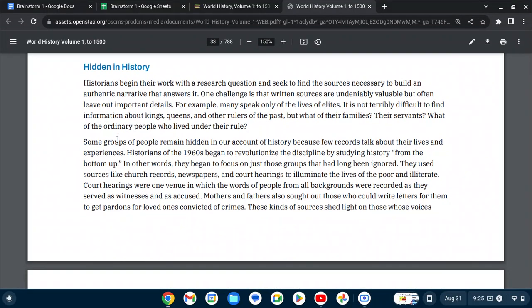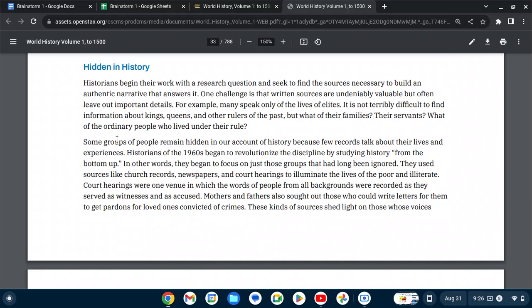Hidden in history. Historians begin their work with a research question and seek to find the sources necessary to build an authentic narrative that answers it. One challenge is that written sources are undeniably valuable, but often leave out important details. For example, many speak only of the lives of elites. It is not terribly difficult to find information about kings, queens, and other rulers of the past, but what of their families, their servants? What of the ordinary people who lived under their rule?